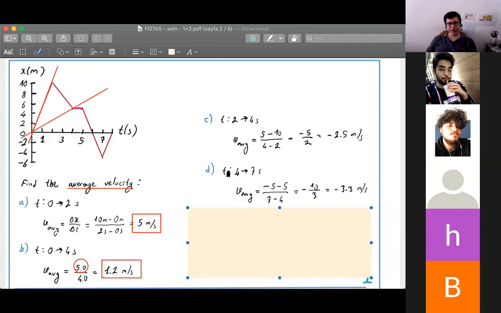Part D. 4 to 7 seconds. So where are they? 4 is here and 7 is here. Then it's the slope of this line. Huh? Is this correct?